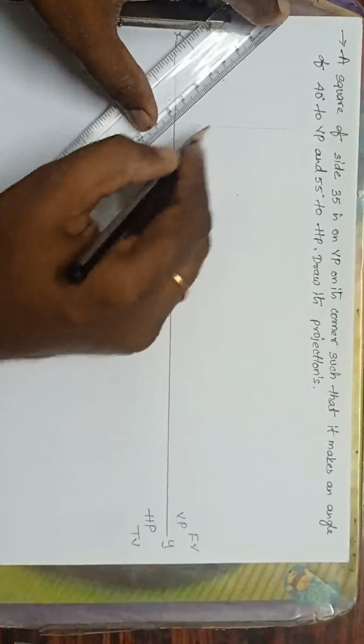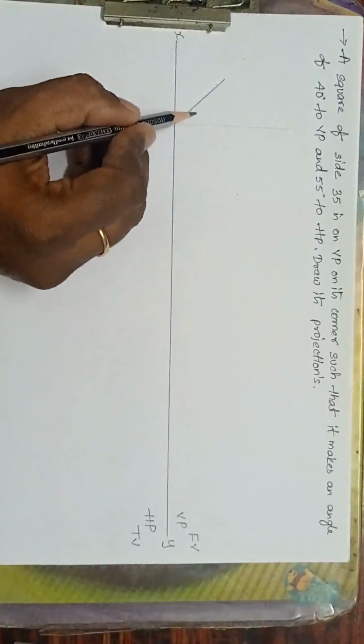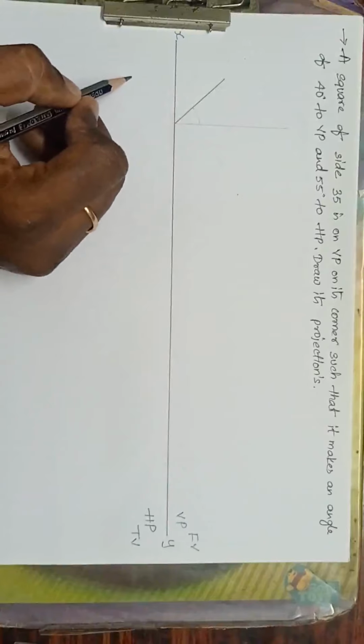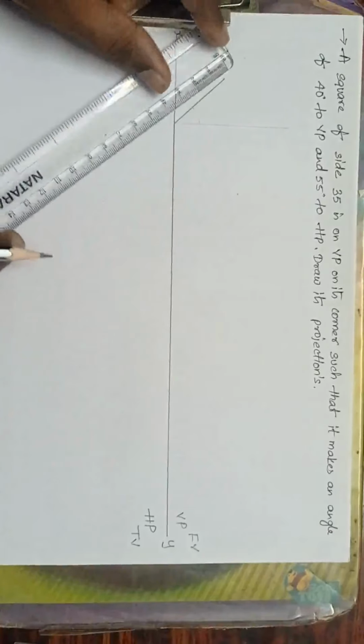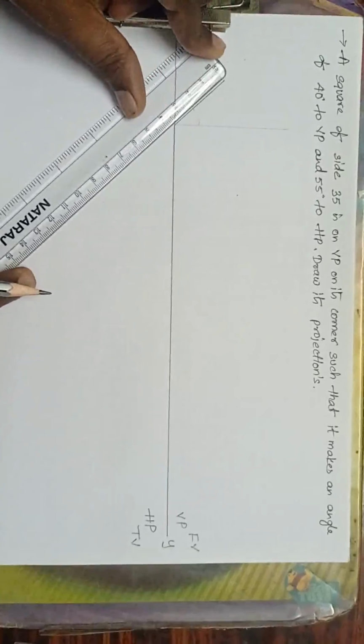Okay, this is like this. See here, I have taken this angle 45 degrees. Now the side, how much? See here, this is 35 mm.